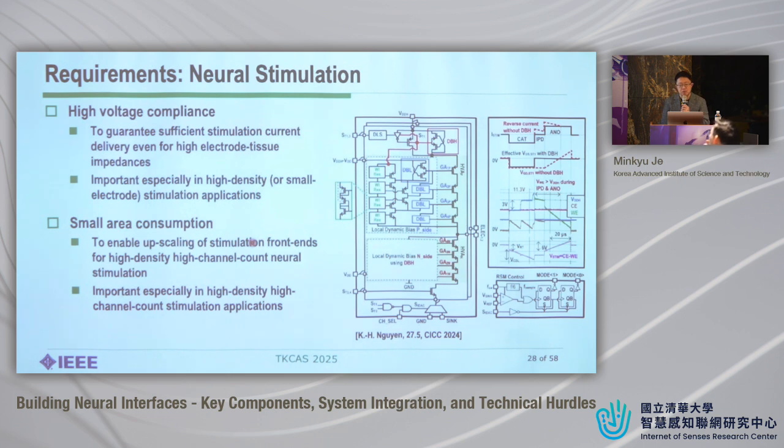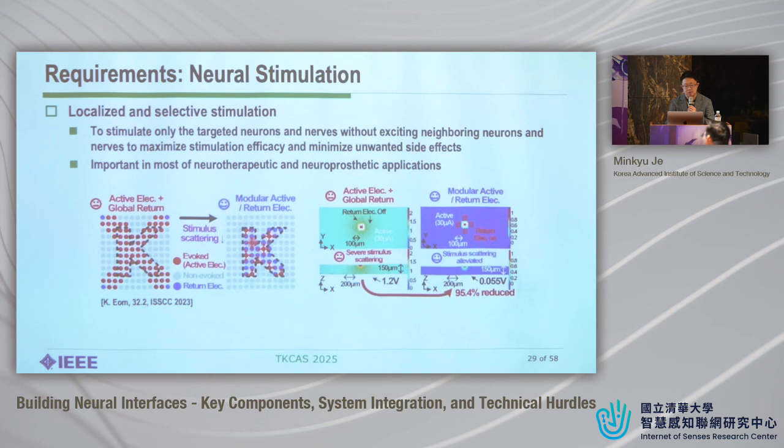Because especially for neurostimulation, in many applications, we need high voltage compliance, right? So then we need a high voltage device. So while supporting the high voltage compliance, how we can minimize the area consumption will be quite an important research subject.